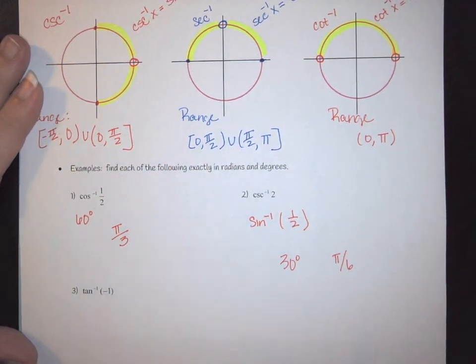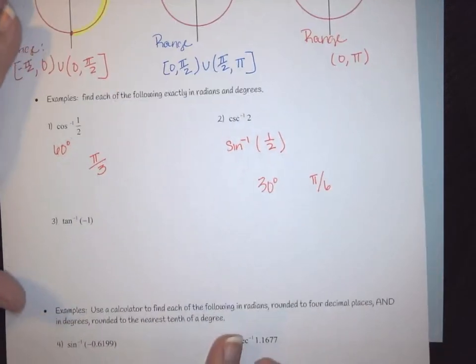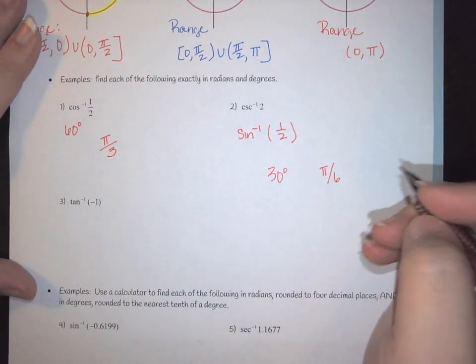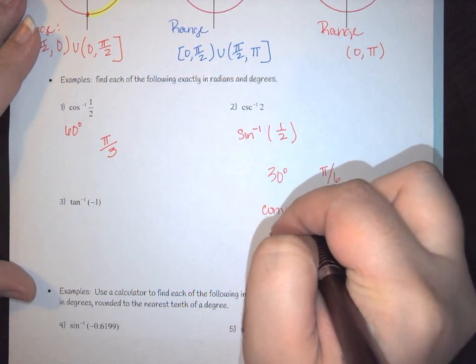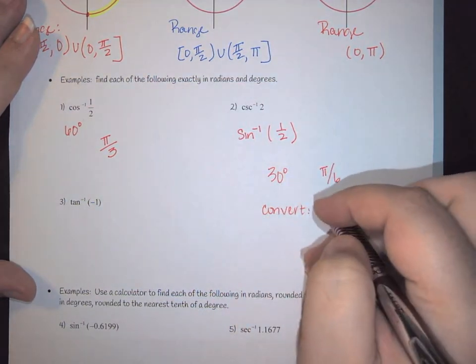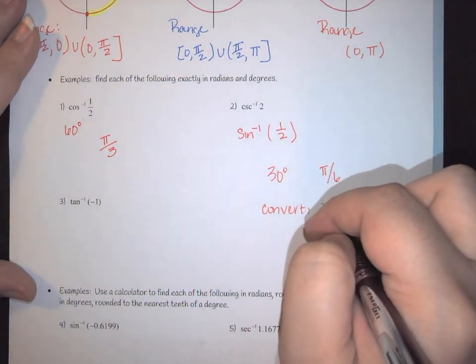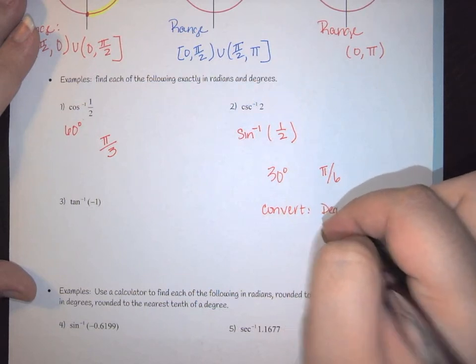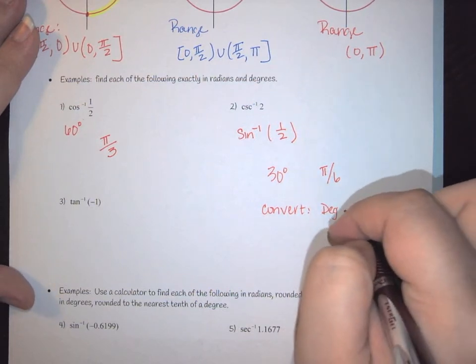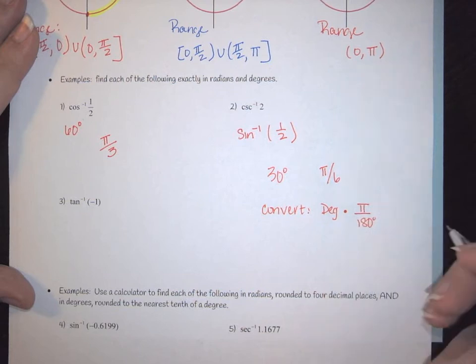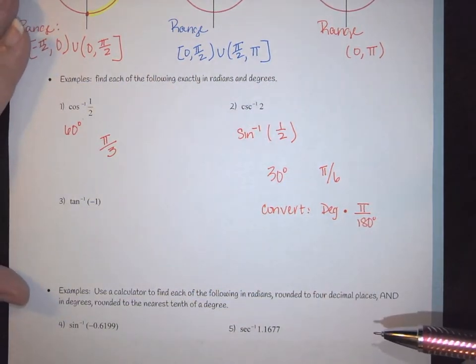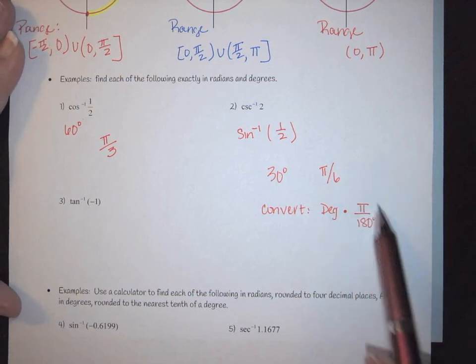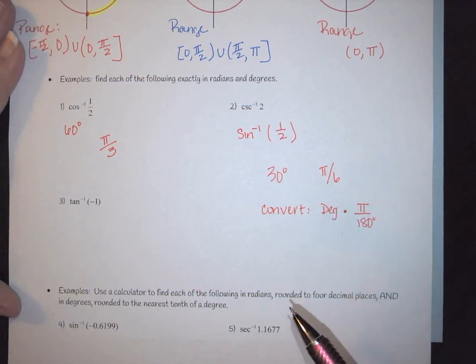Now, if we didn't know that, the other way that you would find it is we would simply have to use the rule. So remember, you could use your conversion rule, which says you would take your degree and you would multiply it by pi over 180 degrees, and then you would reduce, and that would give you your radians. Okay, so when in doubt, you can also do it this way.